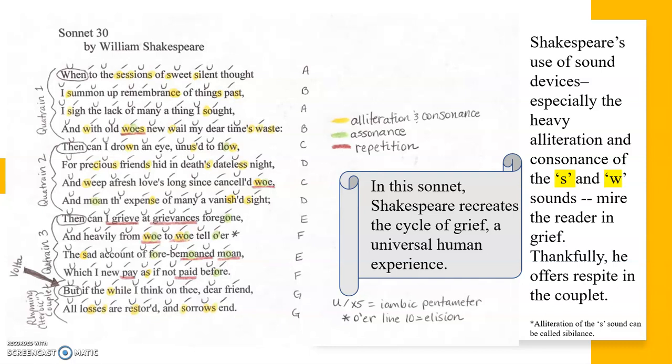Another important device is repetition. So woe is an often repeated word in the poem, but really where repetition is most important is in quatrain 3.